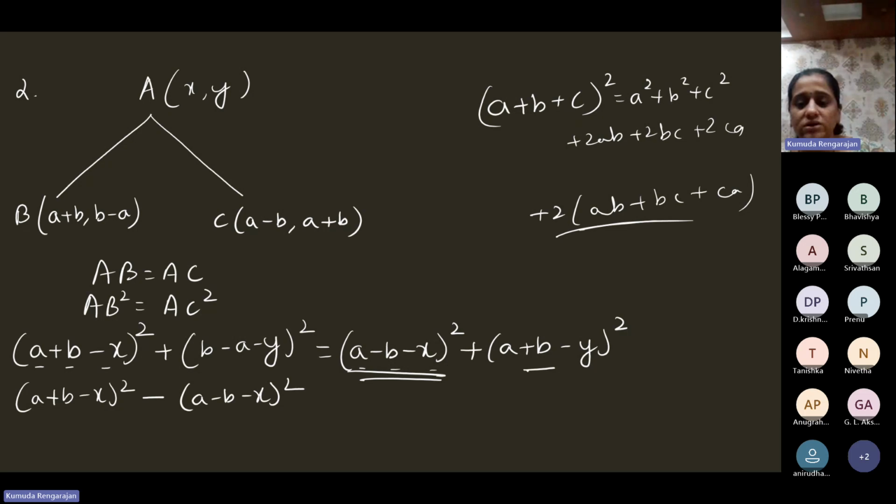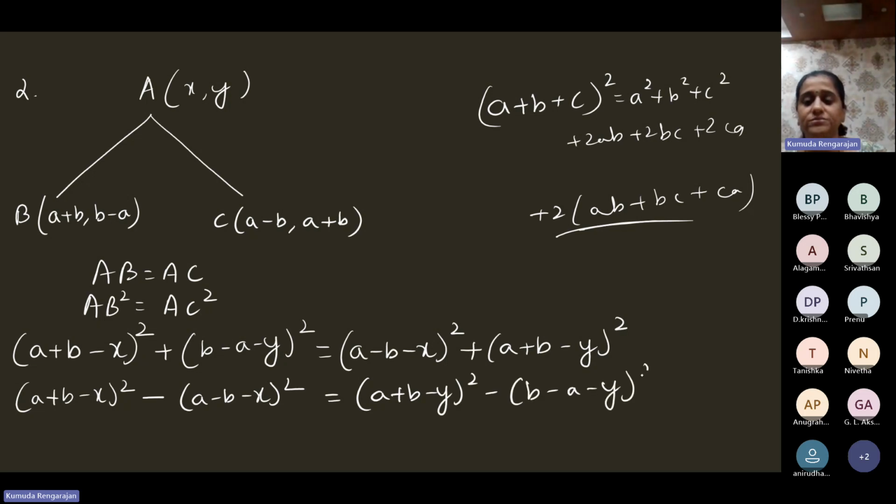Now look at this term, ABY. And here also, in the left-hand side, we have BAY. So let's transpose that to the right-hand side, this one, which is in the LHS to the RHS, is equal to (A plus B minus Y) the whole squared, minus (B minus A minus Y) the whole squared.